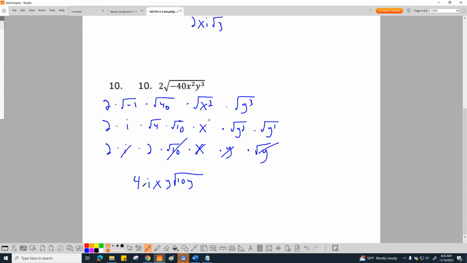Now, you'll notice I did none of this in my head. I literally solved this one step at a time the exact same way. So when I came up to number 10 and it looked big, it's the exact same process, y'all. I believe that's the last example, and that's it.